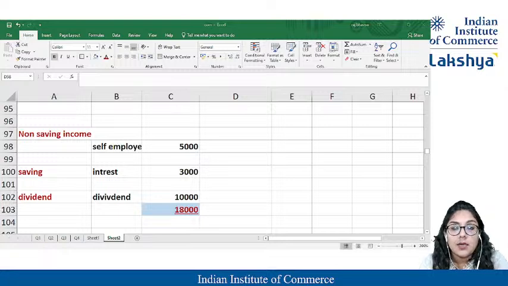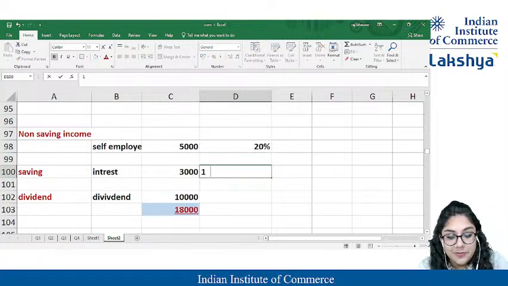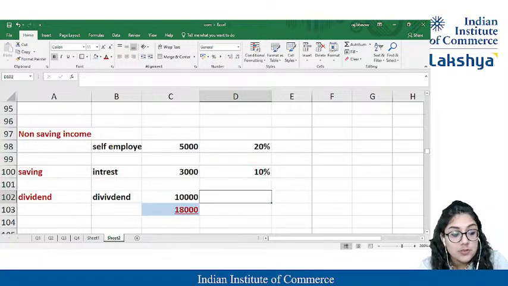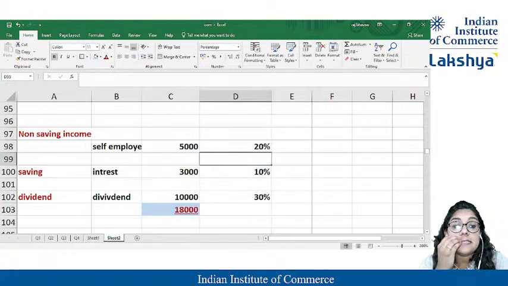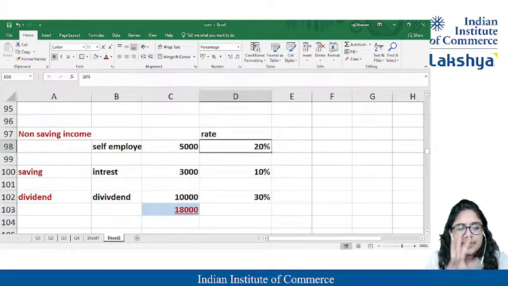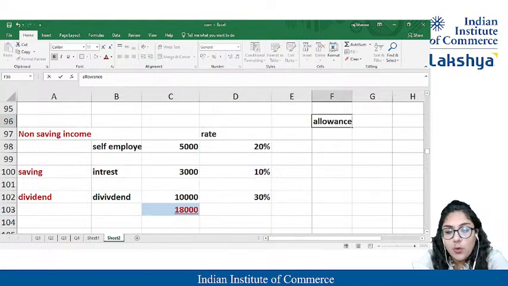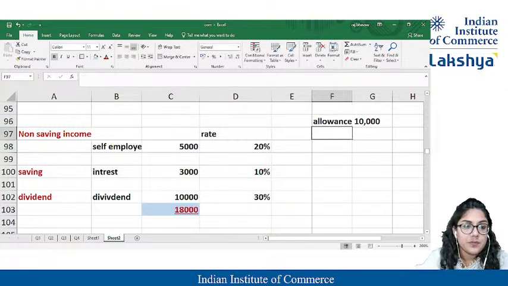Let's say my rate over here is 20% tax. For example, if it is 10% here, and over here suppose it is 30%. These are random rates. Say for example, you guys are having an allowance worth only 10,000. It's just a random number. So what will we think first?